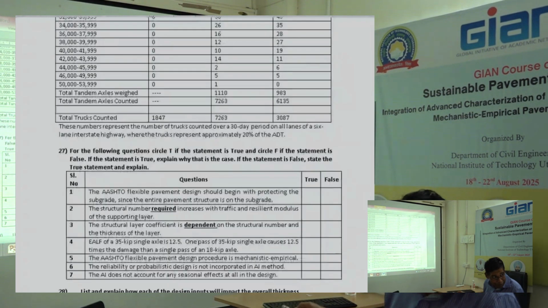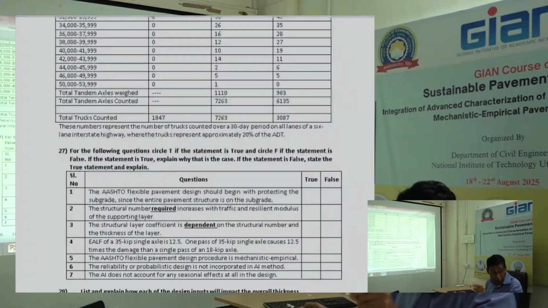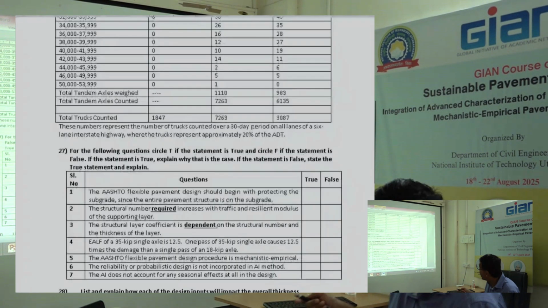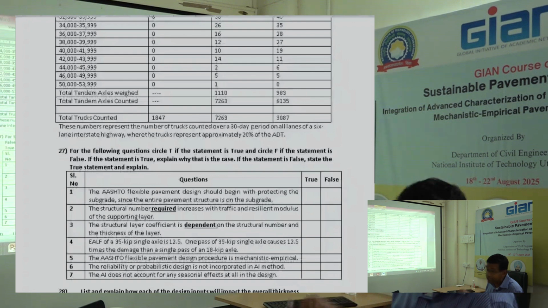If you just go with the traffic increase, you think, oh yeah. But then there's an 'and' there. So you have to know that no. If I had kept 'or' or something like that, then it would be a different answer. Here I'm saying 'and'. Okay. Structural coefficients depend on the structural number and the thickness of the layer.